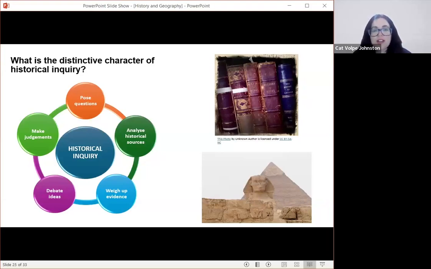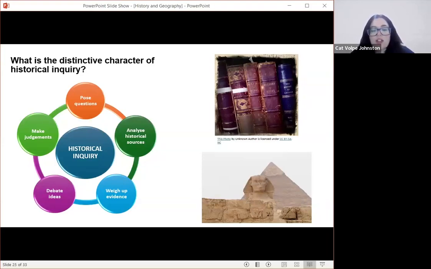And if the content isn't important in history, which it is, then these historical inquiry skills are really, really important. I've had students in the past tell me, in reflection on their time looking back at their learning in history, that it wasn't really the content of what they were learning, but it was really the skills that they developed that stuck with them. So these are transferable skills.